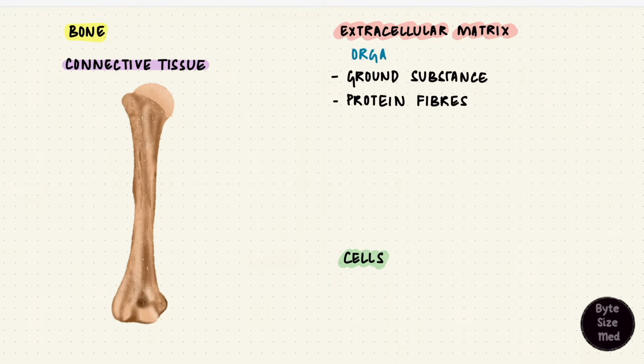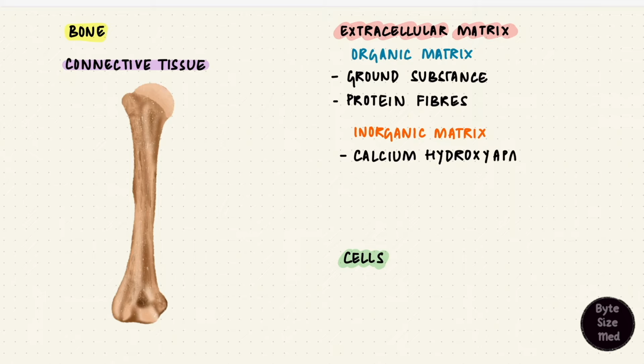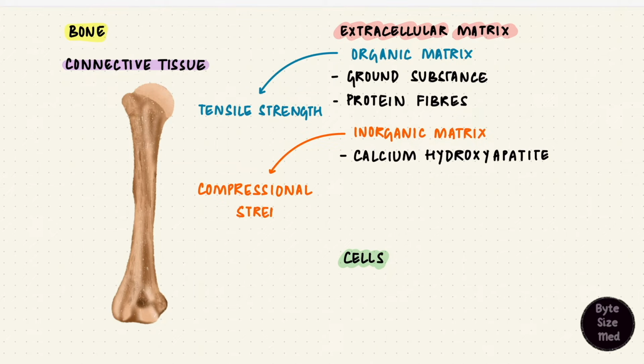In addition to these organic components, bone has an inorganic matrix with lots of minerals, the predominant one being calcium hydroxyapatite. The organic components contribute to the tensile strength of bone, while the inorganic ones give it compressional strength, so both of them are important for bone strength. That's the matrix, but what about the cells? Bone cells have special names too.